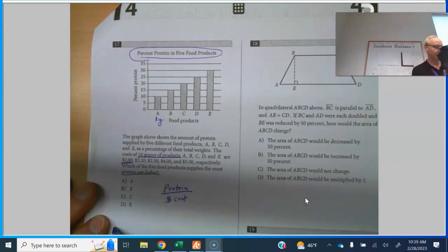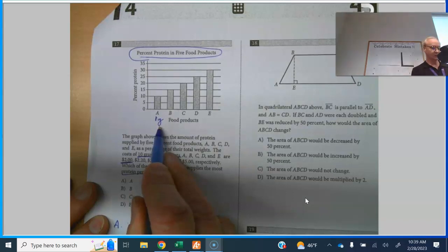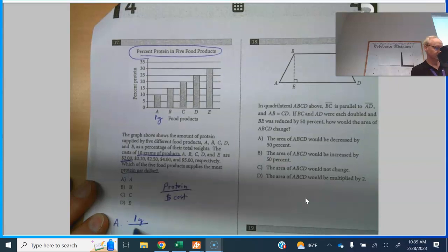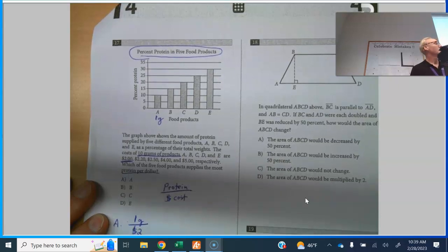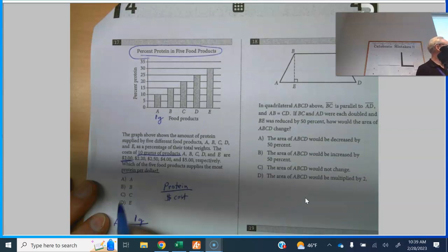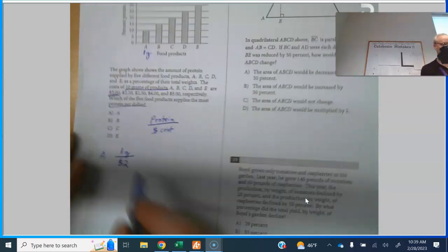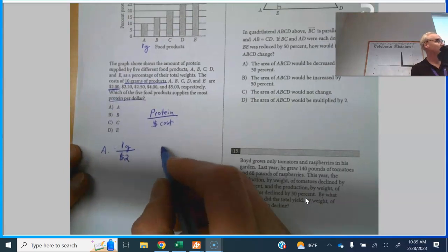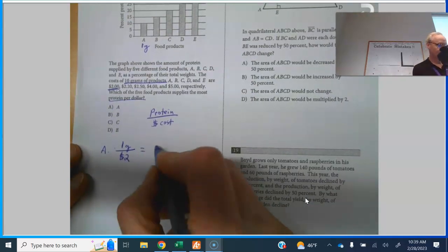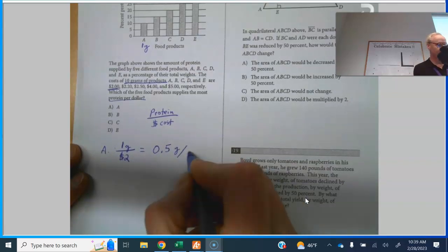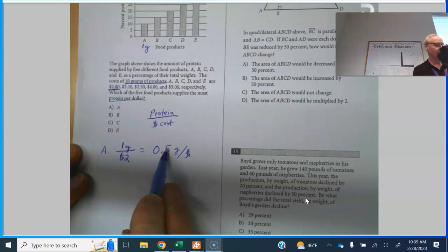So for A, how much protein does it have? 1 gram over $2. Now, you can write this as decimals, which is probably going to be the easiest way to compare them. What is 1 divided by 2 as a decimal? 0.5, and this is grams per dollar. That is what we're writing here.